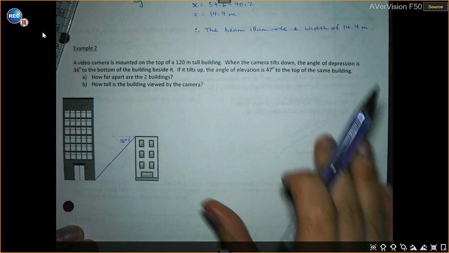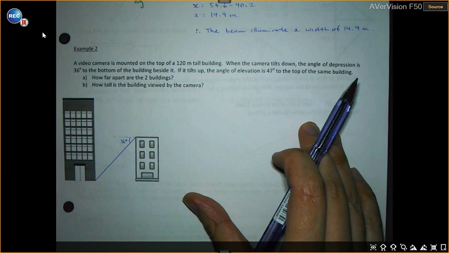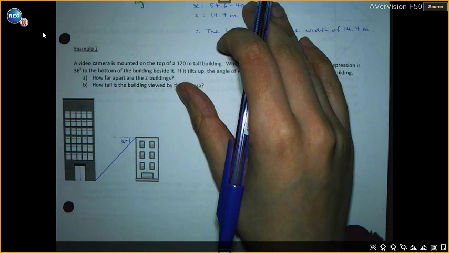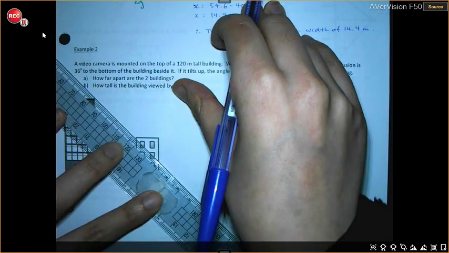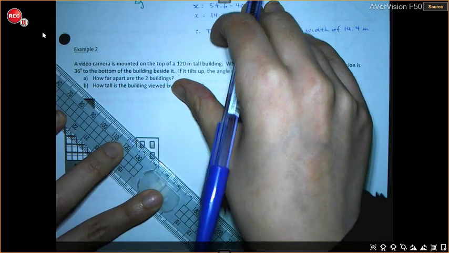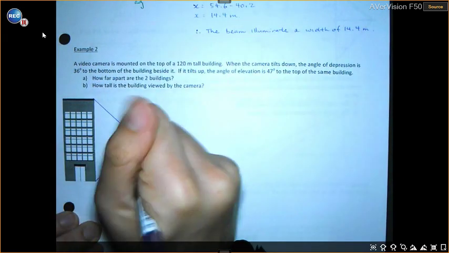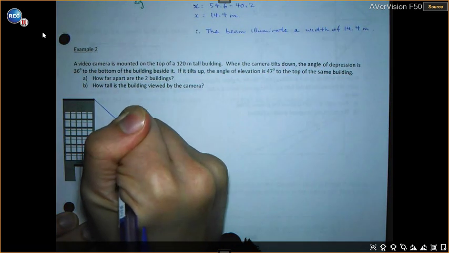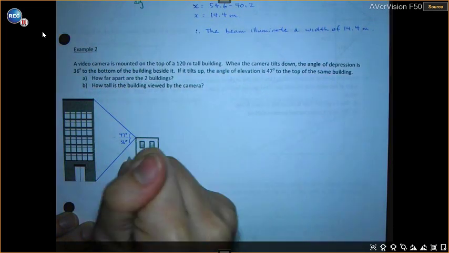If it tilts up, the angle of elevation is 47 degrees to the top of the same building. So the angle of elevation is the angle between the horizontal and the line going upwards. So this angle here is 47 degrees. And we know this building is 120 meters tall.